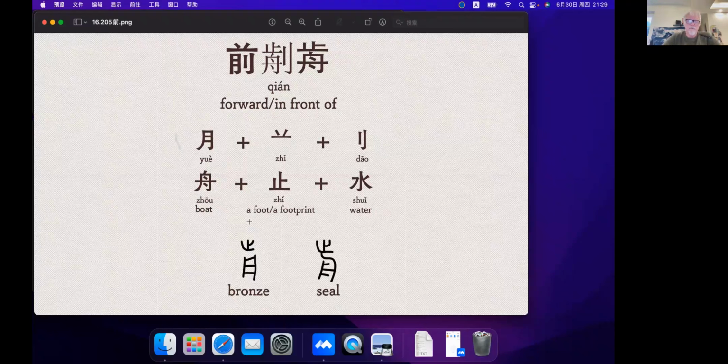So the logic here, if we look at the bronze character, we see a foot in front of a boat. The foot indicates that the boat is going forward. So it means forward or in front of. But the foot became very distorted. The boat became a month, or the boat became a moon.